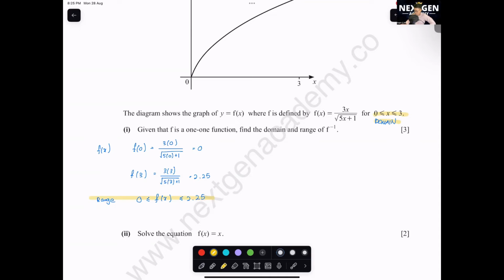For the inverse, domain will become range, range will become domain. So for f inverse x, my domain will be 0 to 2.25. My range will be 0 to 3. You can use it as y, or you can just write the f inverse symbol from 0 to 3.